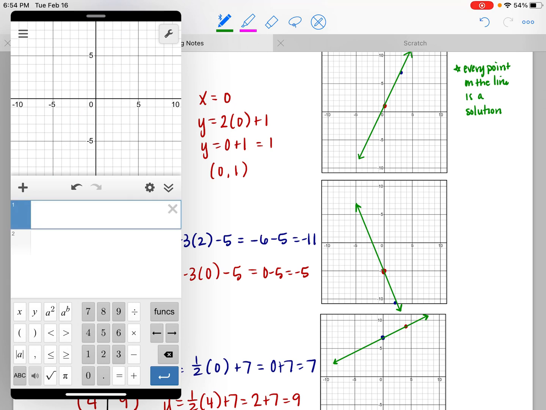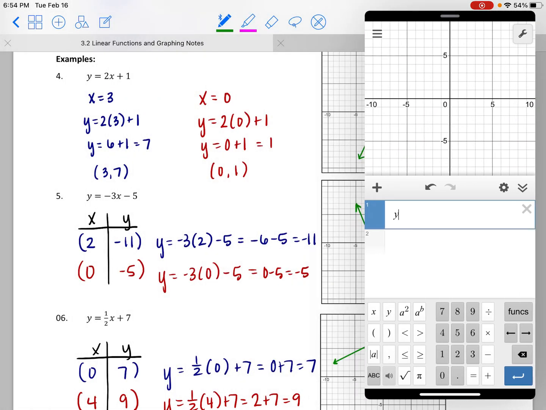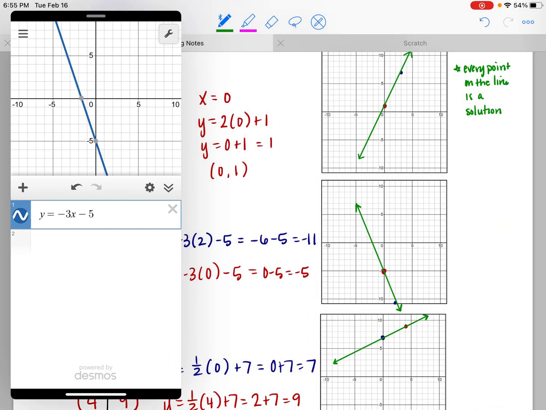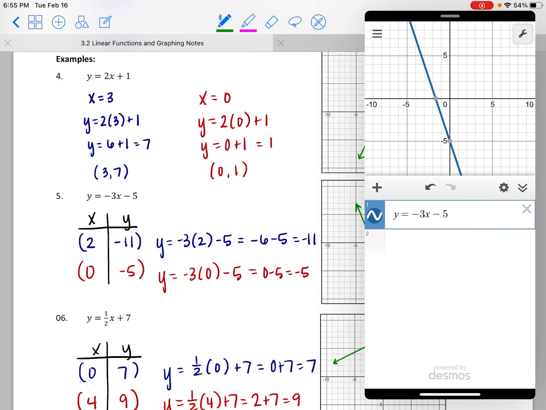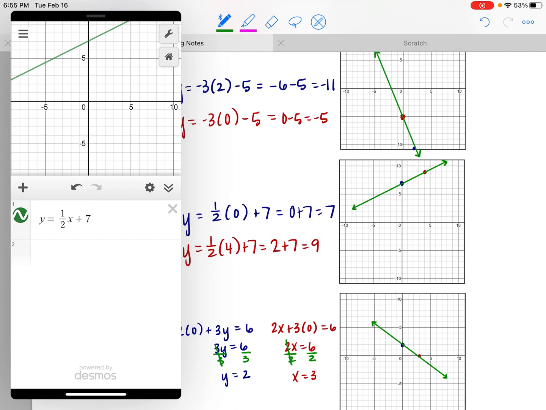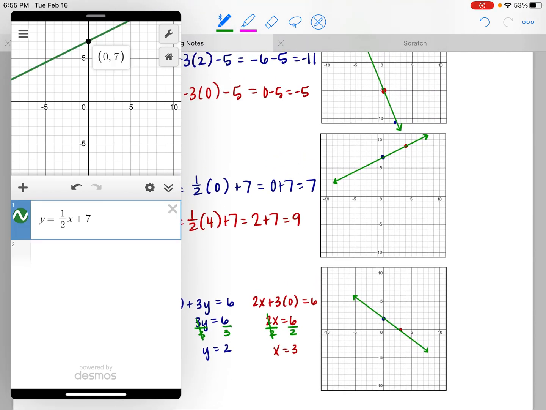And let's put in the next one, which was y equals negative 3x minus 5. And let's see, does our graph look like that one? Sure does. Look, I can see that it's crossing at that point (0, -5), so that looks good. And let's look at the third one. The third one we have y equal to 1 half x plus 7. And that one looks a little flatter, and yep, matches up pretty well with what we did there. And again, I could see it touching the y-axis at 7, just like my point there.